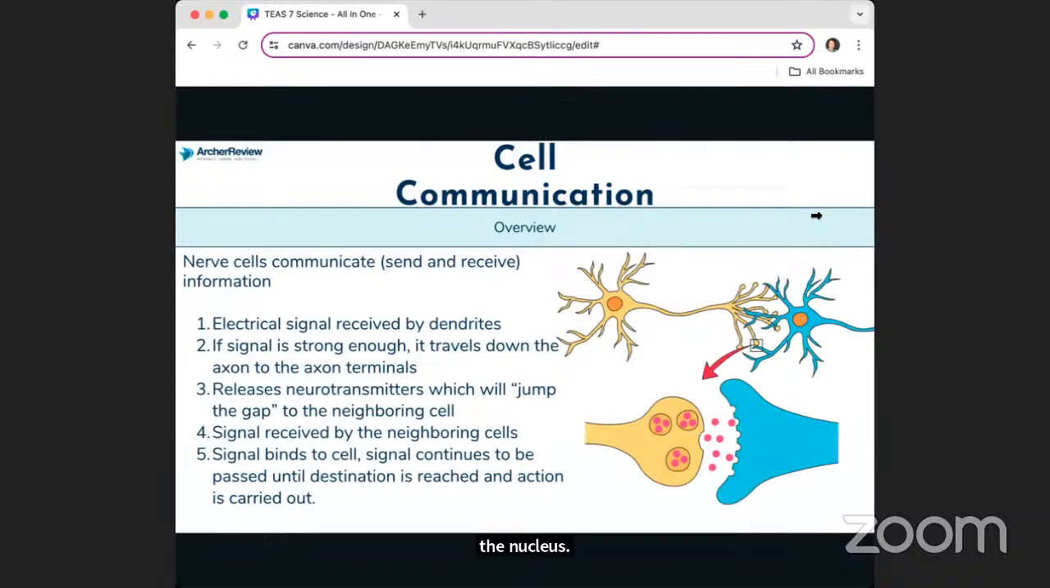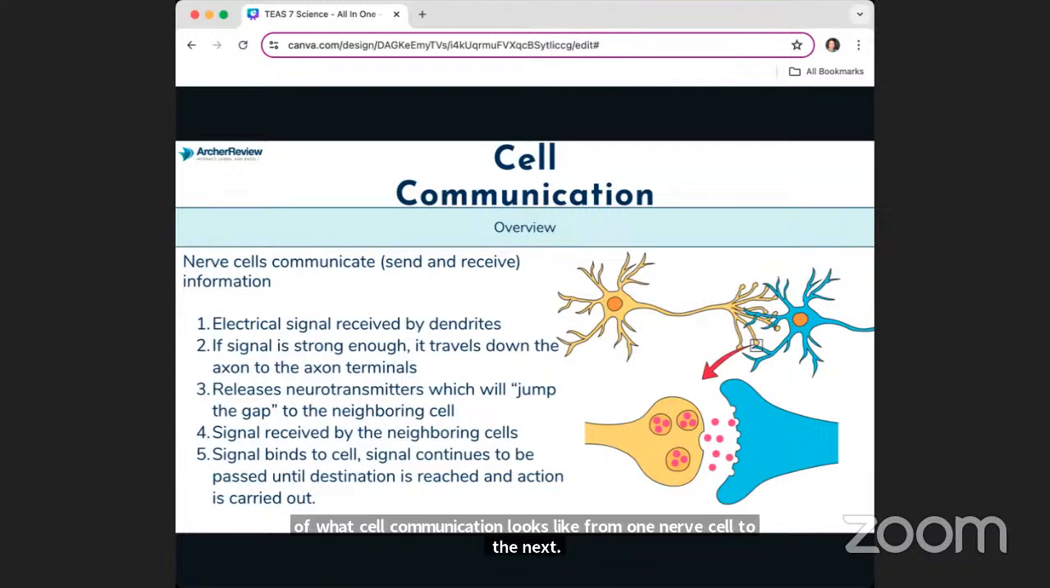When it comes to the nervous system, it needs to be able to communicate, to send and receive information. And so cell communication can be broken down into, I've got here, 5 very simplified steps. This is certainly a process that goes into so much detail. And again, you can find that information in our on-demand videos. This is just a quick outline of what cell communication looks like from one nerve cell to the next.